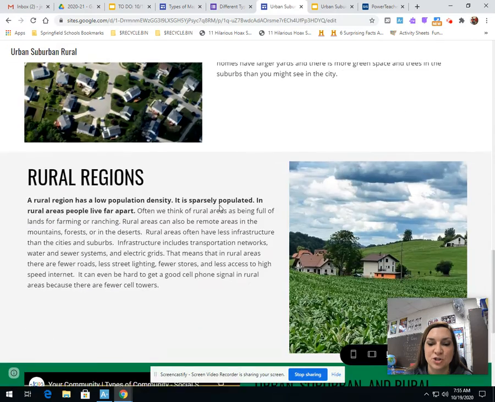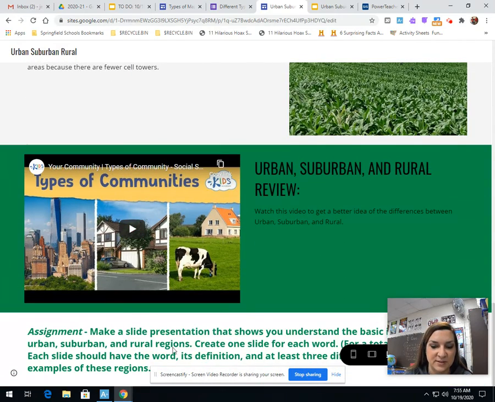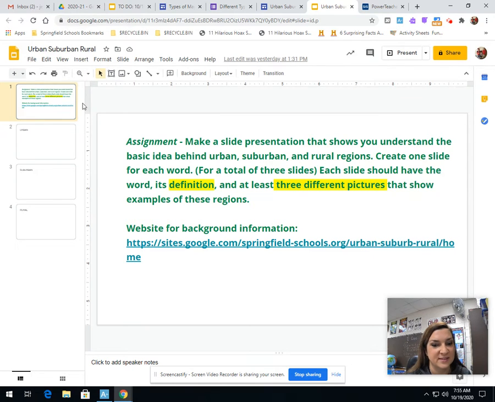And then when you're finished, you'll see directions at the bottom of the website, but you'll also see a slideshow that's linked. You're going to make a slide presentation that shows you understand the basic idea behind urban, suburban, and rural regions. Create one slide for each word for a total of 3 slides. Each slide should have the word, its definition, and at least 3 different pictures that show examples of these regions.